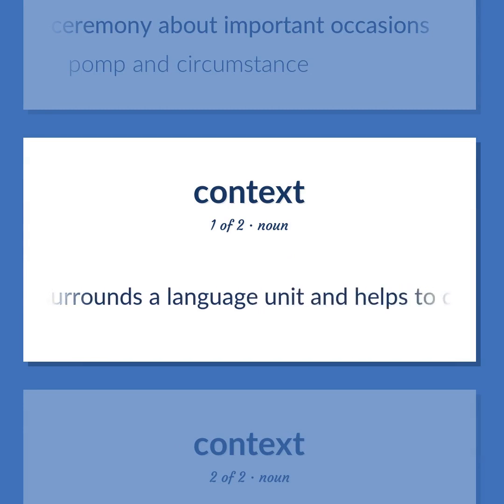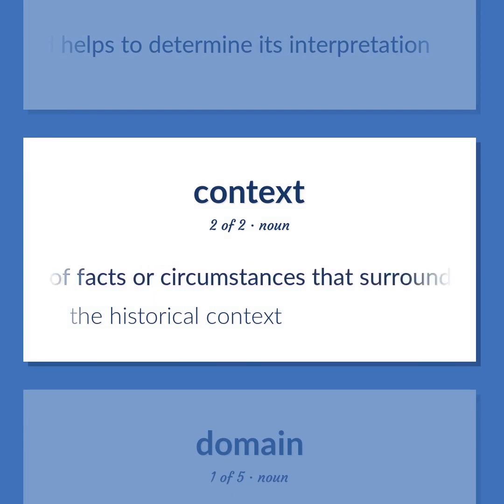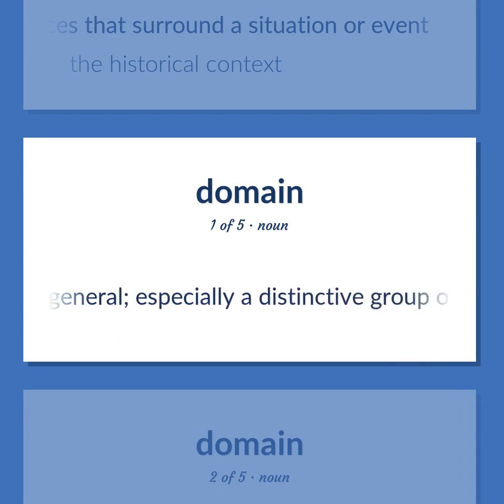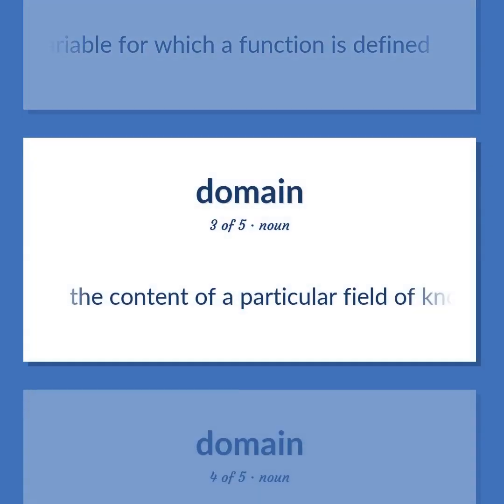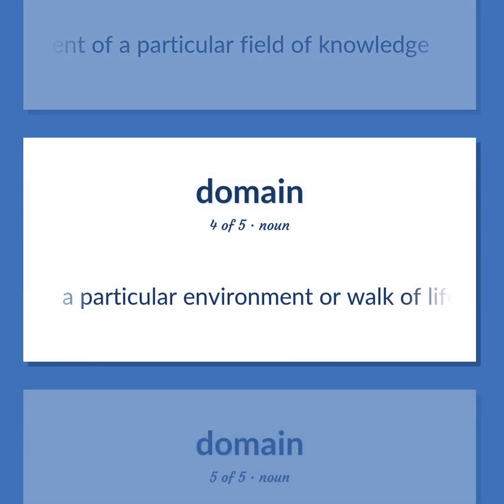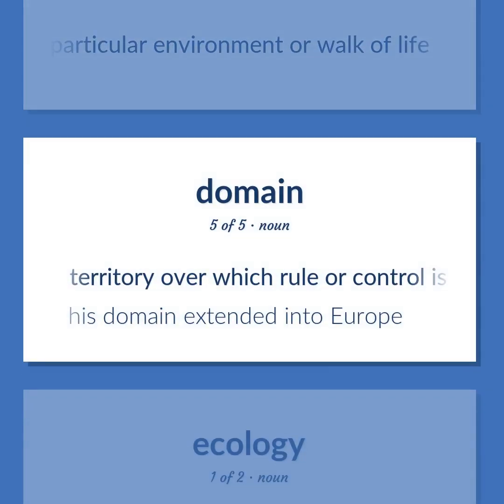Discourse that surrounds a language unit and helps to determine its interpretation. The set of facts or circumstances that surround a situation or event. The historical context. People in general, especially a distinctive group of people with some shared interest. Mathematics, the set of values of the independent variable for which a function is defined. The content of a particular field of knowledge. A particular environment or walk of life. Territory over which rule or control is exercised. His domain extended into Europe.